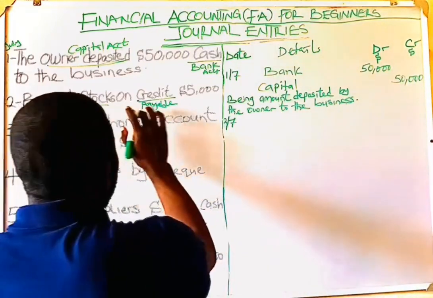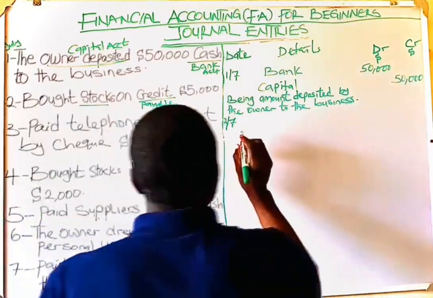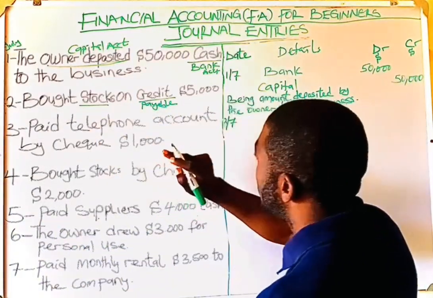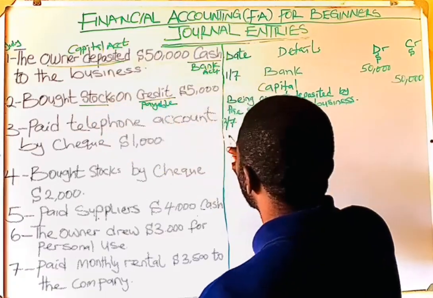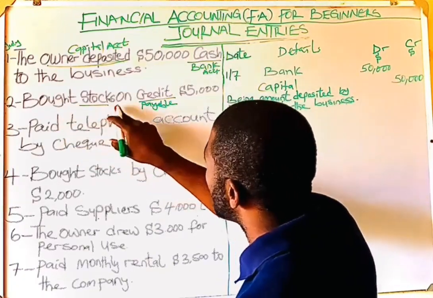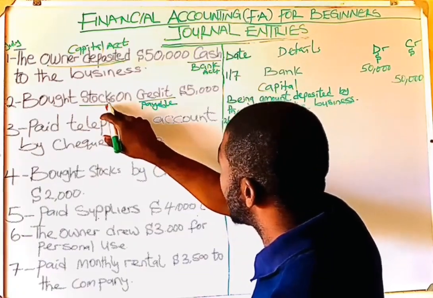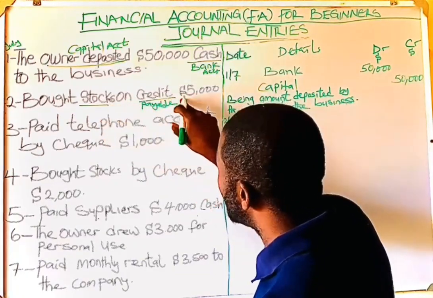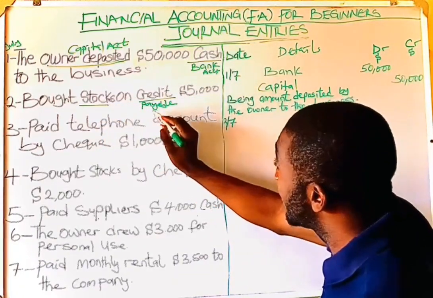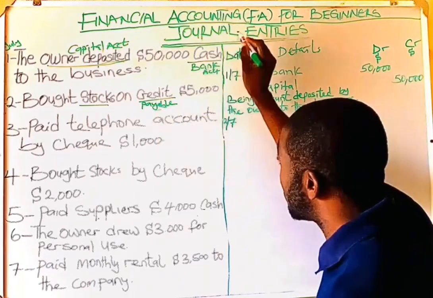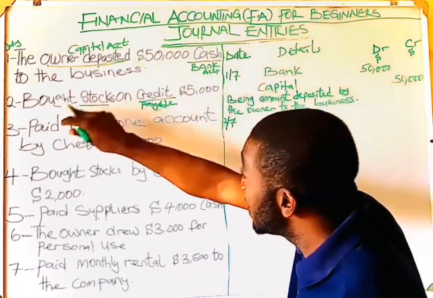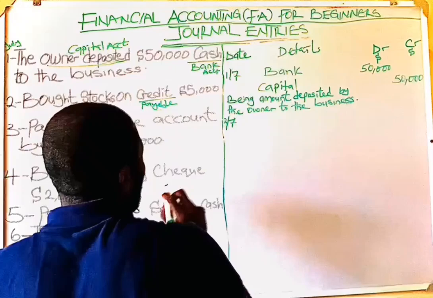Now we have identified the two accounts here. Let's come. We say stock is debit, because we bought stock on credit. You are receiving stock despite the fact that you did not pay for it, and that is why the payable is here. You have received stock, so our stock will be debited.